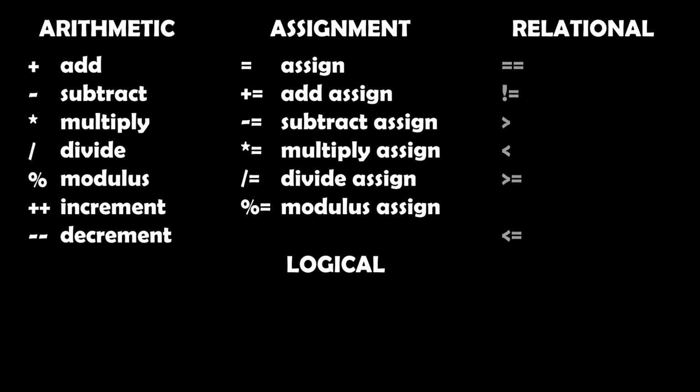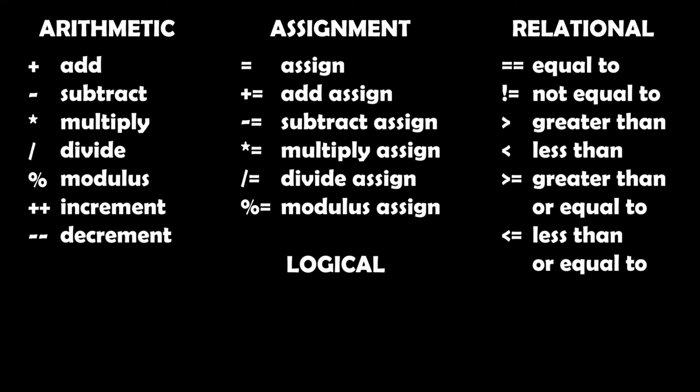Relational operators compare two values and deliver the validity of their relationship to each other. The result will be in Boolean form, or true-false. Logical operators are like the relational operators in that they compare the validity of the relationship of values, but this time as a whole. Their result will also be in Boolean form.